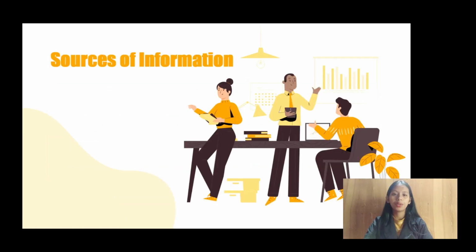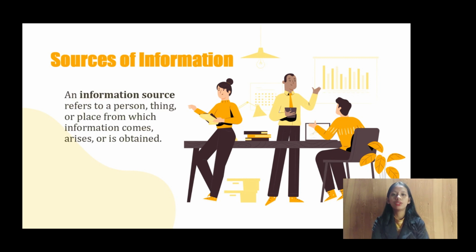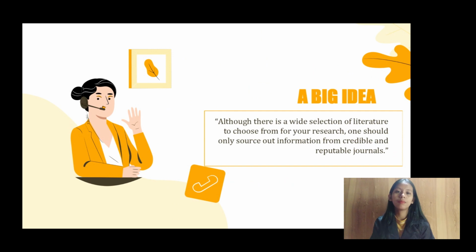To begin this topic, we have to learn first about the possible sources of information that we can use in gathering relevant literature. Initially, an information source refers to a person, thing, or place from which information comes, arises, or is obtained. So, in every scientific study, we need to know what reliable information we can use and where to actually find it so that our review of related literature will have credibility as well. There's even a big idea saying that although there is a wide selection of literature to choose from for your research, one should only source information from credible and reputable journals.